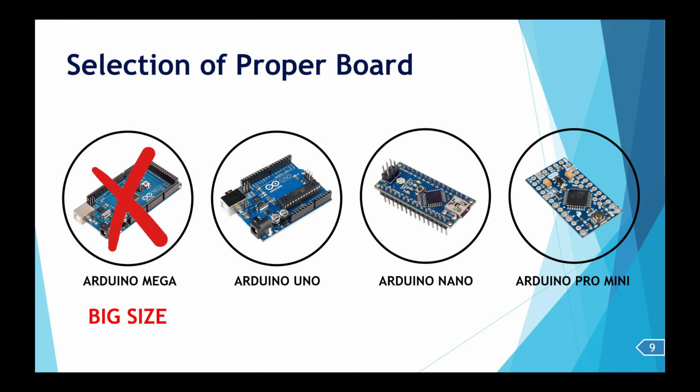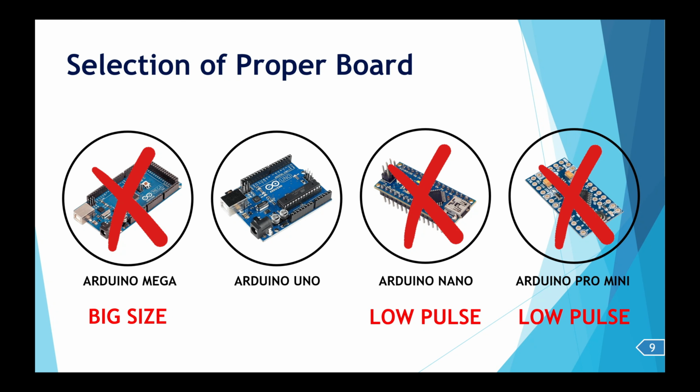Arduino Nano and Arduino Pro Mini have a problem: they cannot generate the high voltage pulses which are required for the driver to drive the stepper motor. So that's why, due to the low voltage pulses, Arduino Nano and Arduino Pro Mini are rejected. Though you can use the Arduino Nano and Arduino Pro Mini in our project, if the load on the motor increases, then they will fail.